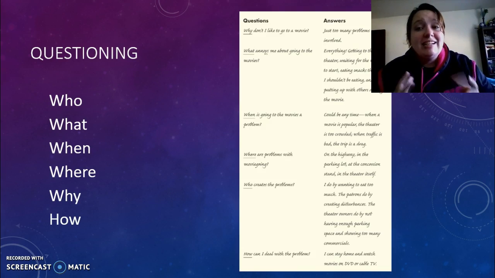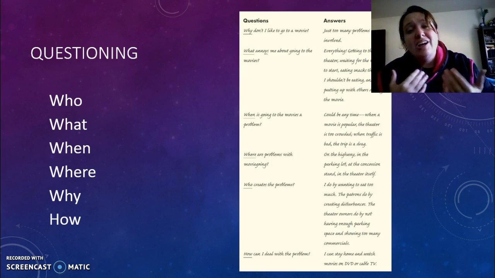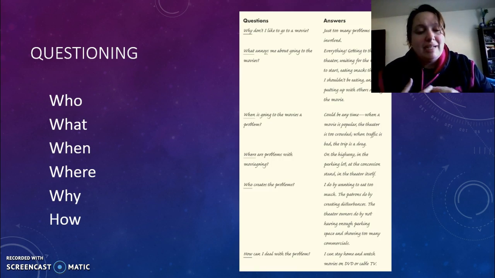The next type of pre-writing, admittedly, is not my favorite one. It's probably my least favorite, but it's one that you'll notice if you ever come to me for help, I'm probably going to use because it's a lot easier to use when you're working with somebody else. This is questioning. This is very simple. It's when you ask who, what, when, where, why, and how about your topic.